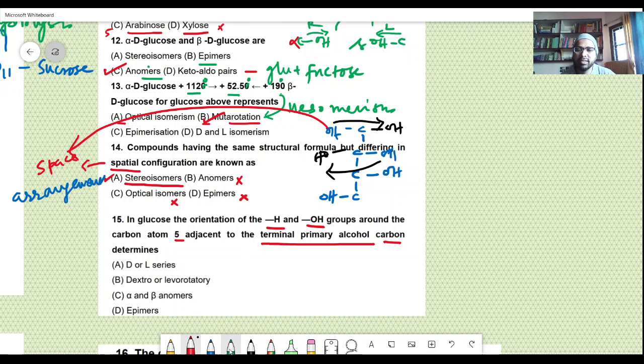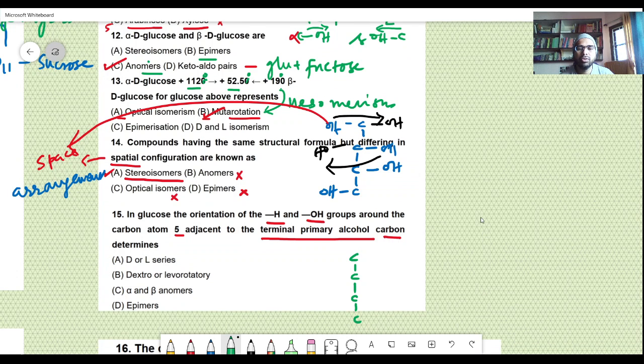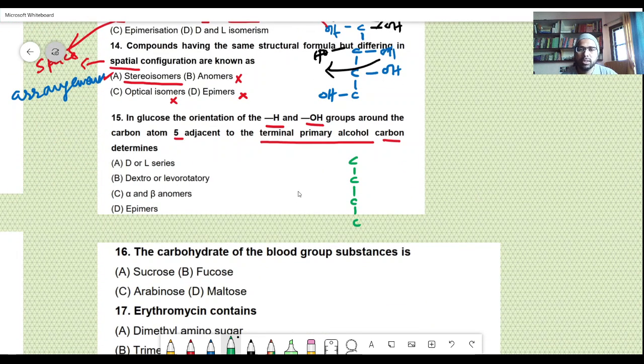So what it is asking is, in glucose, we can try to write these carbon atoms. The numbering is something like this: you can number it from the top, 1, 2, 3, 4, and 5, and 6 here. So in glucose, the orientation of the H and OH, suppose I write OH here and H here, around the carbon adjacent to the terminal, they determine what it is.